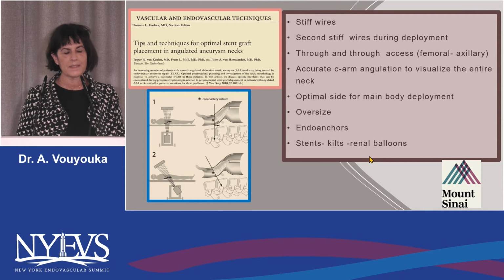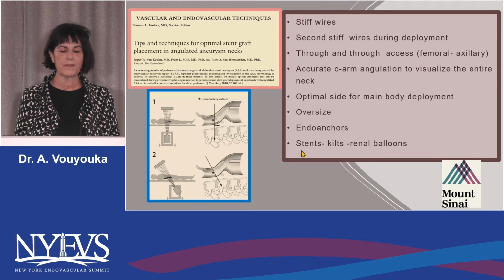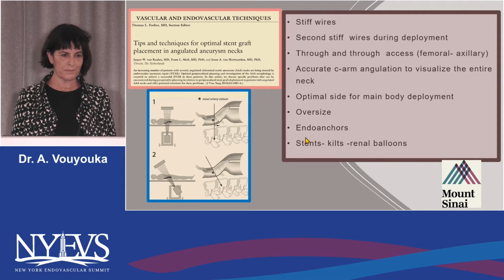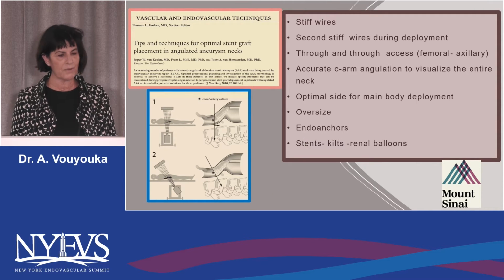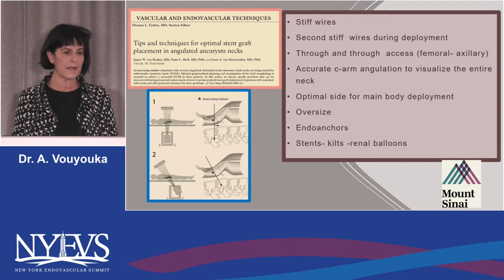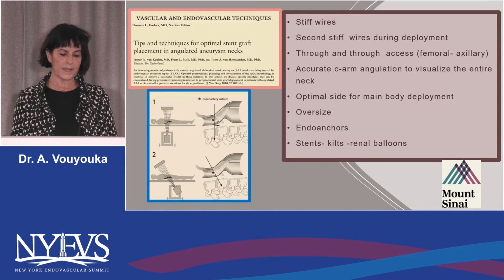Other tools and techniques that we use when we have angulated necks are all kinds of stiff wires, sometimes a second stiff wire at the side of the main body when we deploy it, through and through axis with, again, all kinds of wires, and multiple angulations of the gantry just to get the best one so that you don't have parallax and you can see the whole neck.